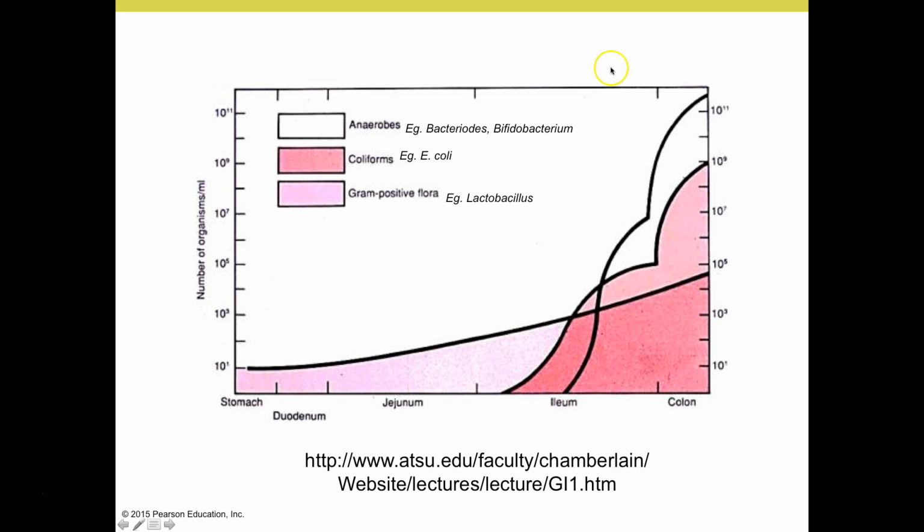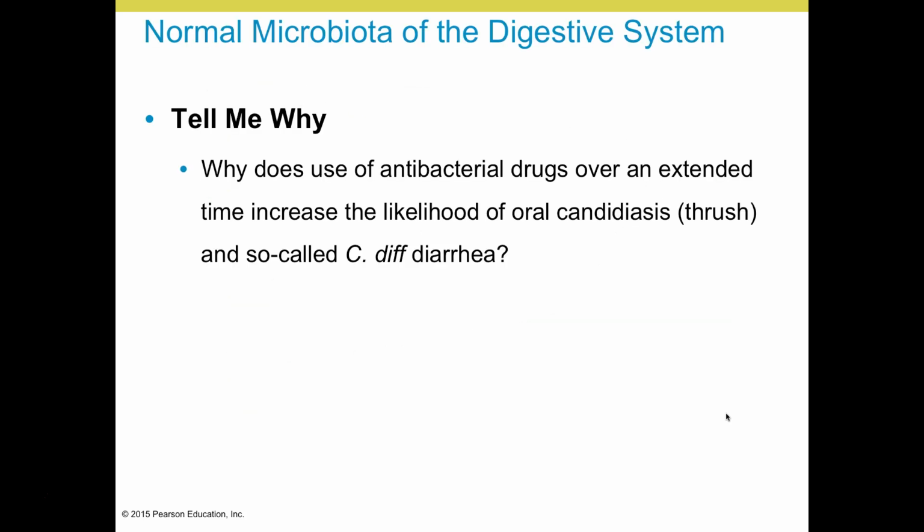If you look at this graph, these are the regions: the duodenum, jejunum, ileum, and colon. And of course, in the colon area is where we have the highest amount of coliforms. And as you remember, coliforms are the ones that are identified as lactose positive. Tell me why.